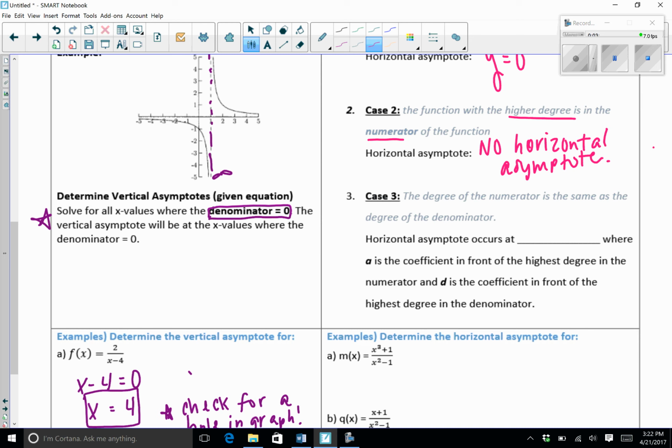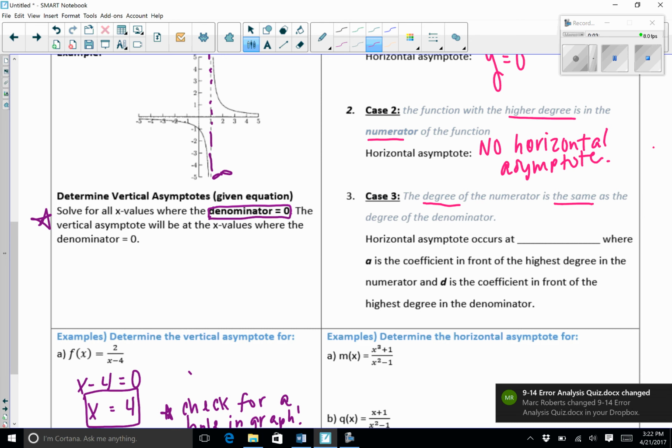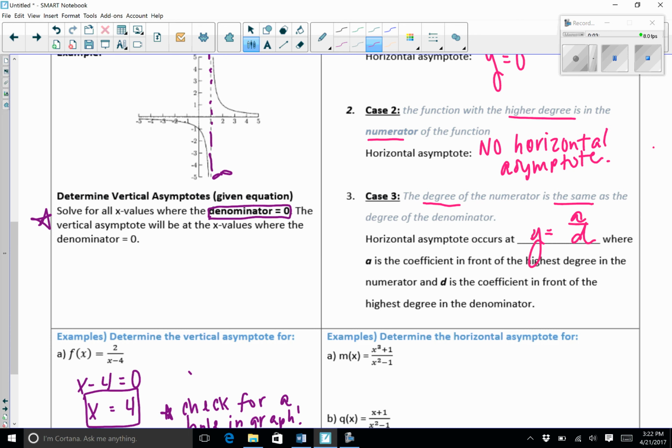And the last case that we have to consider is if the degrees of both of them are the same, so if they're matching, then the horizontal asymptote exists at y is equal to a over d, where a is the coefficient on top and d is the one on the bottom, so you just take their coefficients and make them a fraction.